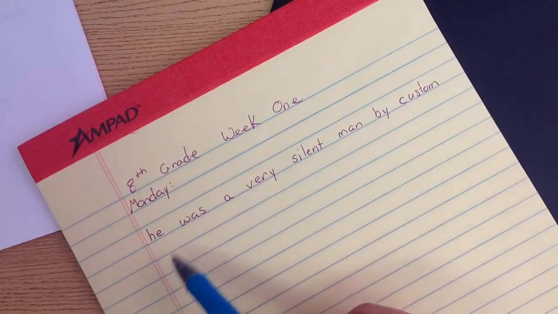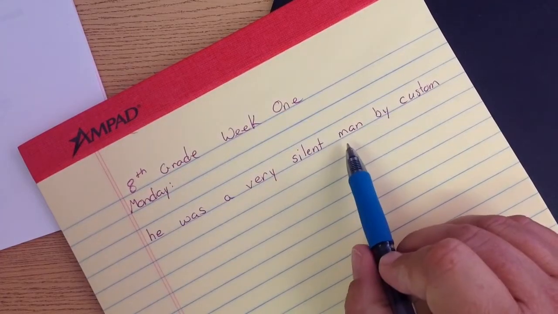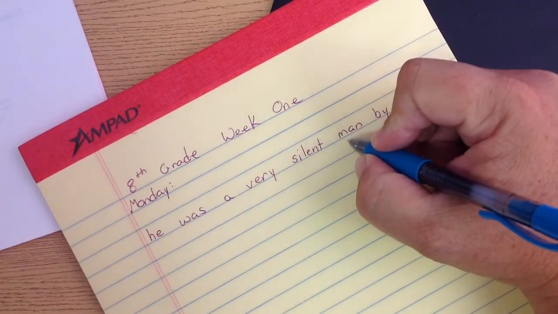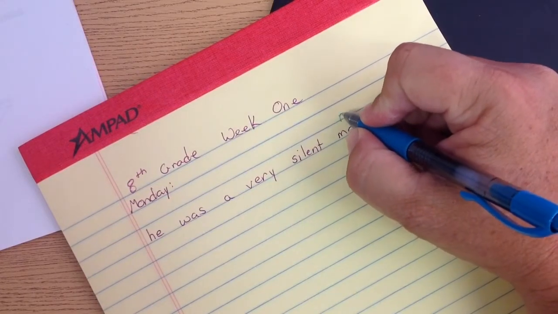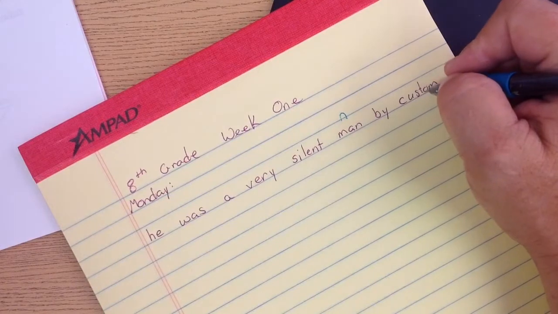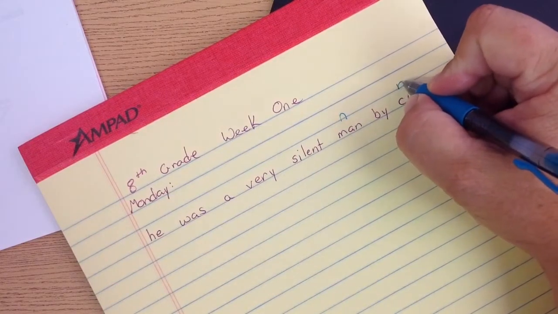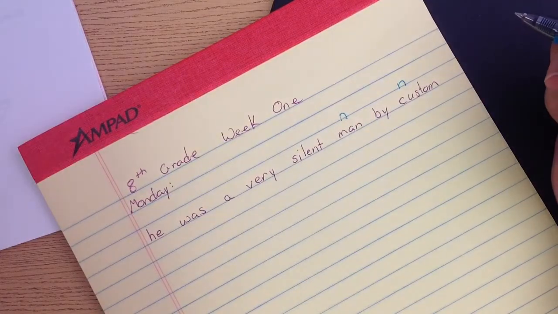So the first thing I'm going to look for is nouns. "He was a very silent man by custom." He is obviously a noun, but I know it's also a pronoun, so I'm just going to wait and do it when it's pronouns. Man is obviously a noun. I should not capitalize man, so I'm going to call that a lowercase n. By custom, that's a custom, so that is a noun, lowercase, because it should not be capitalized. I don't see any other nouns.